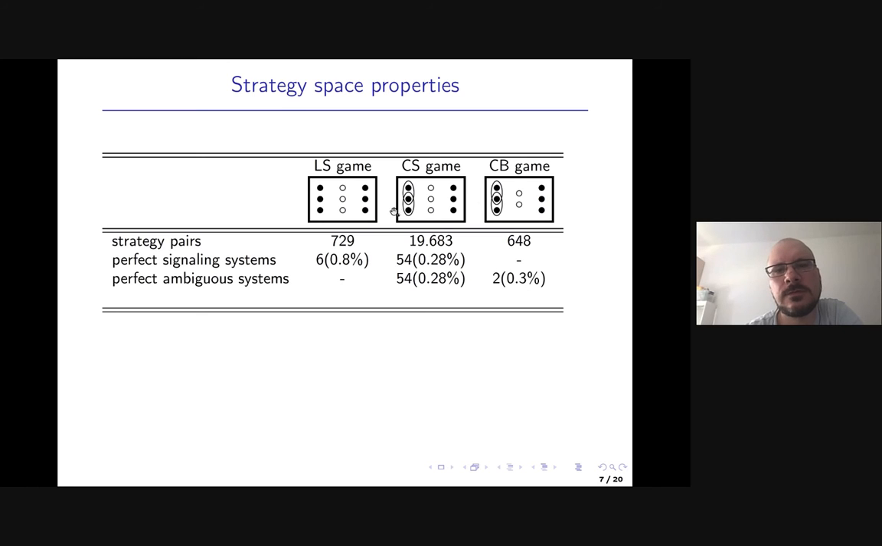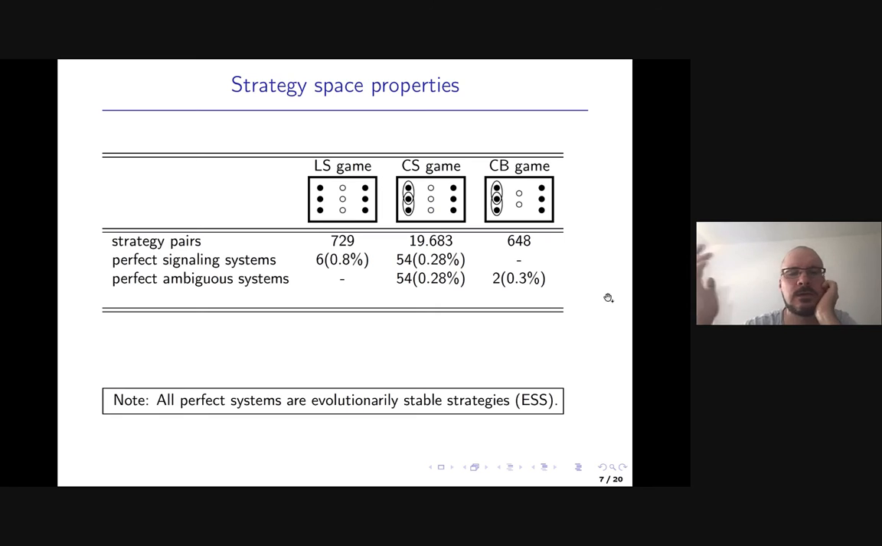What is nice about this context signaling game I defined is that you have exactly the same number of perfect signaling systems and perfect ambiguous systems. And additionally, under a lot of different dynamics, they also have the same basin of attraction, which means they have roughly the same probability to emerge starting from a random population state.